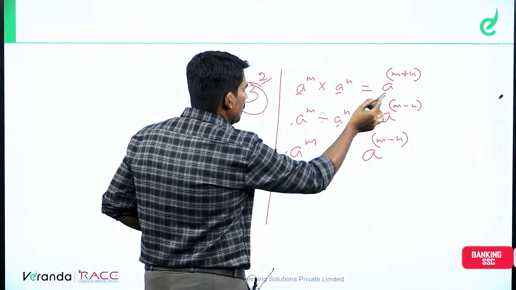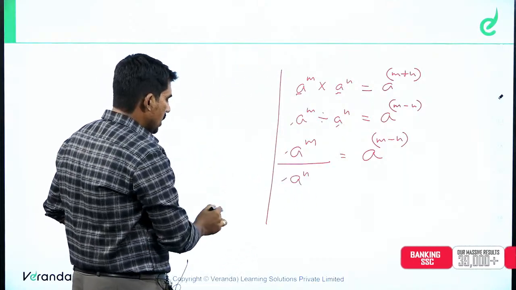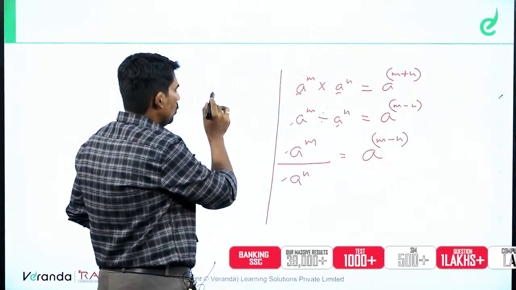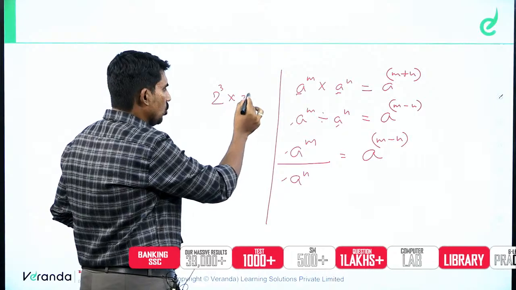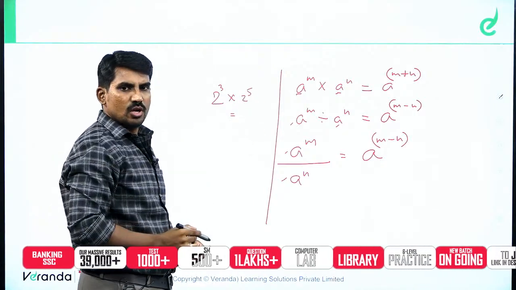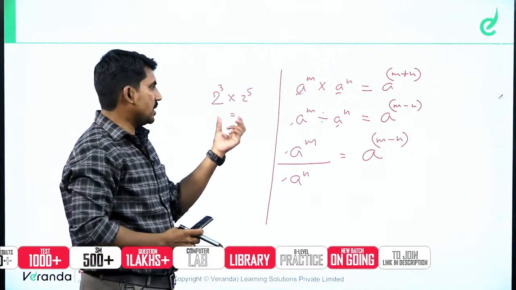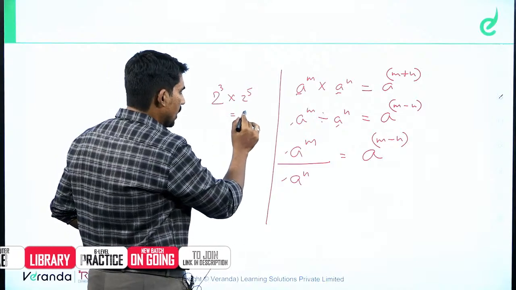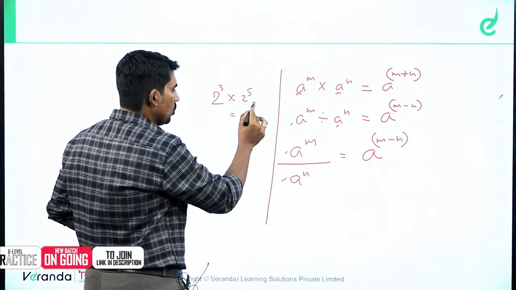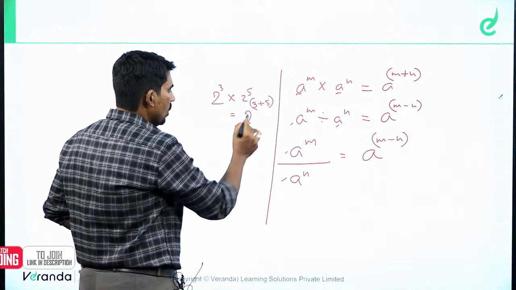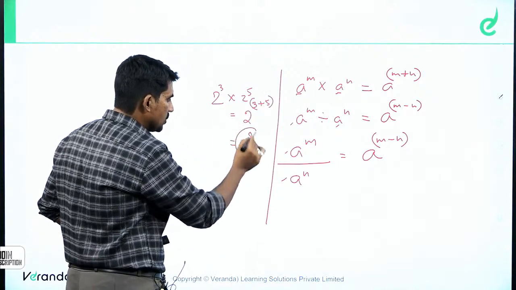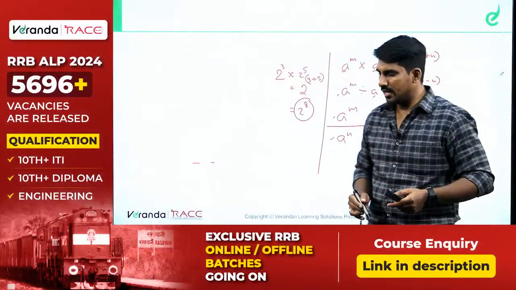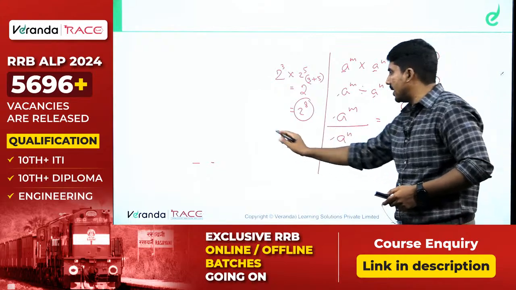In a question, say 2 power 3 into 2 power 5. How can we write 2 power 3 into 2 power 5? The base is the same, only the power is different. Therefore, for a product, we add the powers. So 2 to the power 3 plus 5, which is equal to 2 to the power 8. 3 plus 5 is 8. Clear?